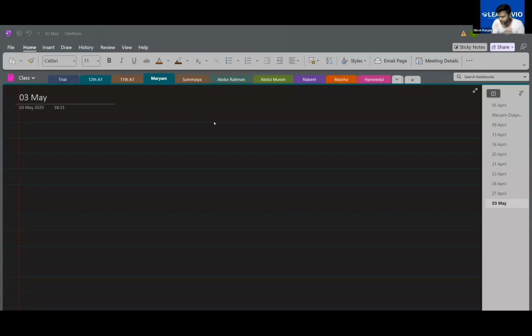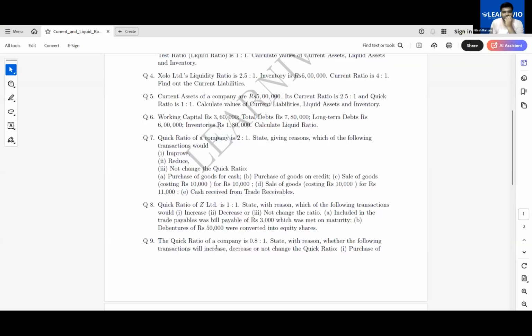What is the issue here? I do not understand. Included in the trade payables was bills payable of 3,000, which was met on maturity. What does this mean? I do not understand. And then debentures of 50,000 were converted into equity shares.